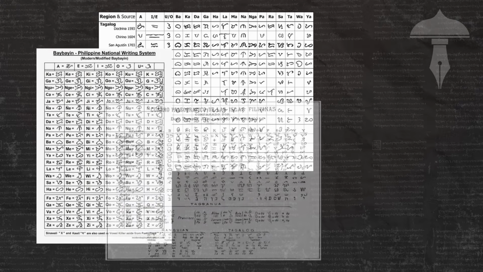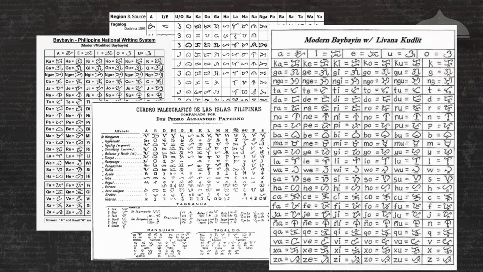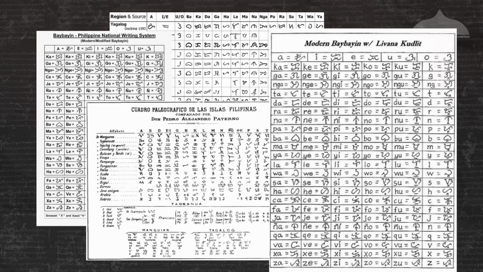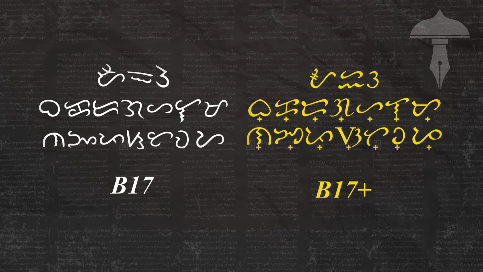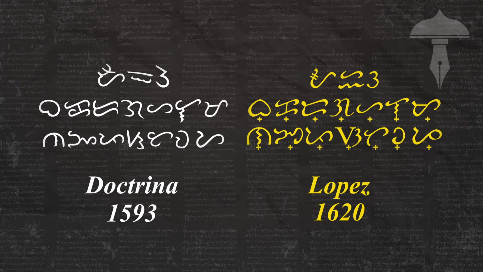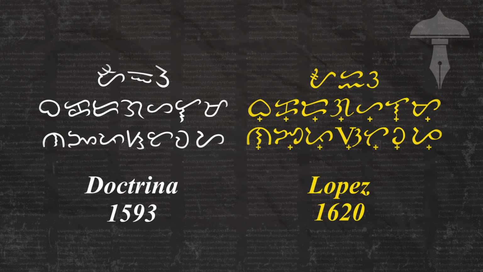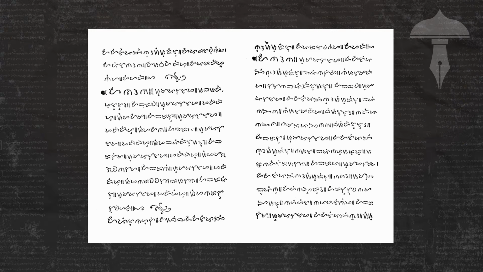Since there are numerous versions of Baybayin out there, from the so-called B17, B17+, B18, and so on, the historical Baybayin, or B17 and B17+, or to be more pedantic, the Doctrina 1593 and Lopez 6020 versions, shall be used for the purposes of this video, as these were the versions used in historical texts such as the Doctrina Christiana, the longest and most elaborate authentic Baybayin text currently existing.